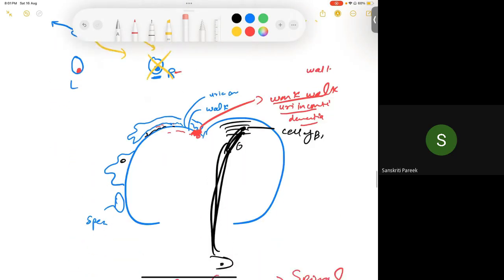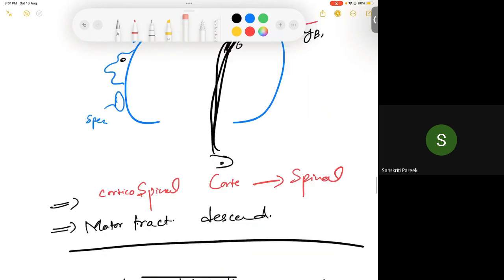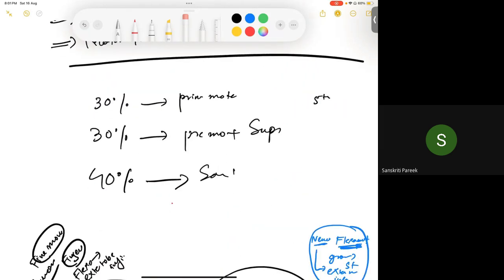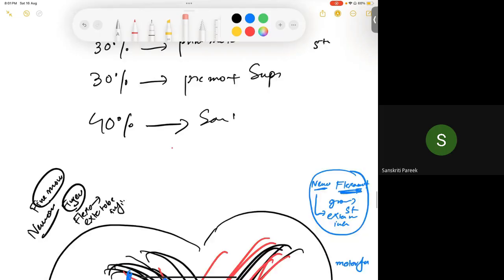We have our homunculus. That's an imaginary picture drawn on our brain, which basically shows different areas of the brain responsible for different activities. 30% from primary motor cortex, 30% from premotor cortex, 40%.